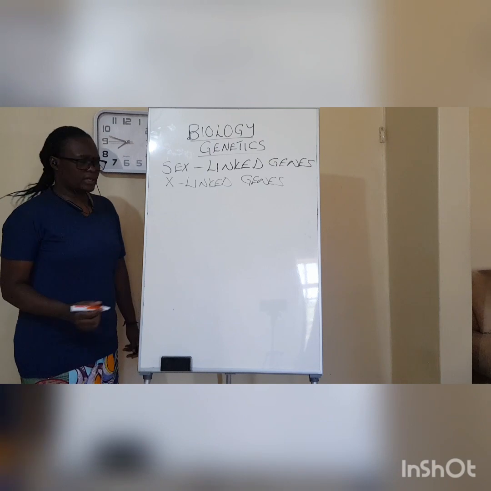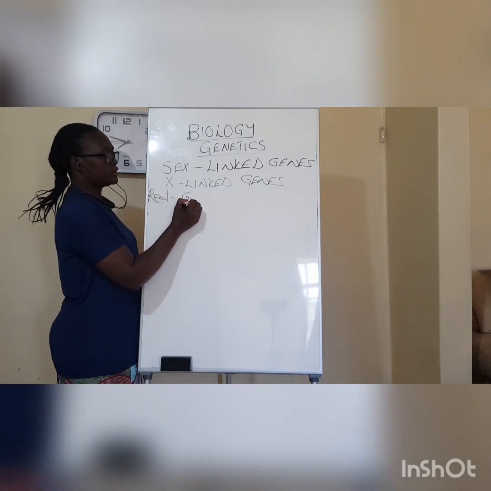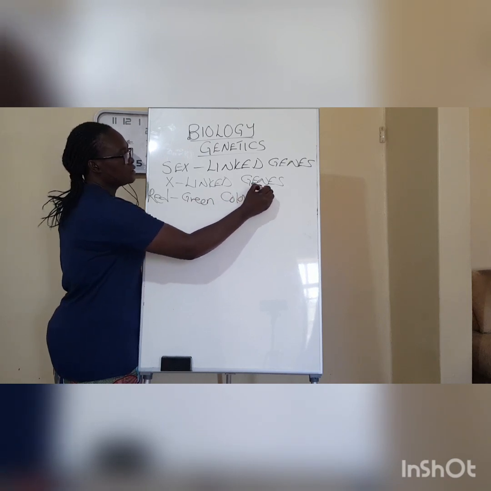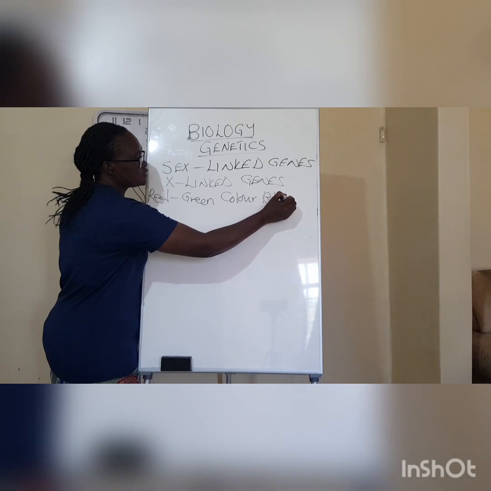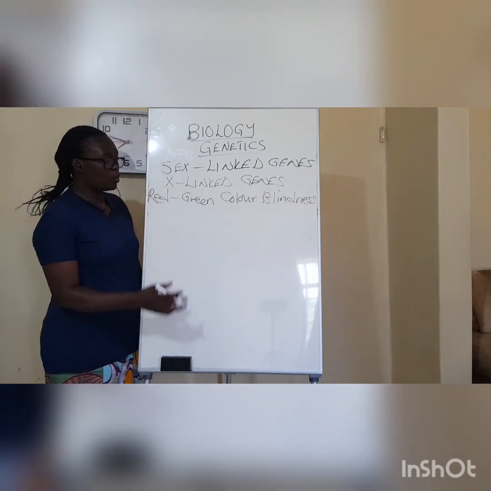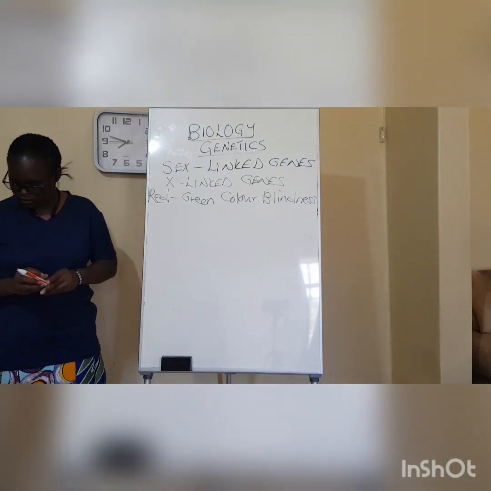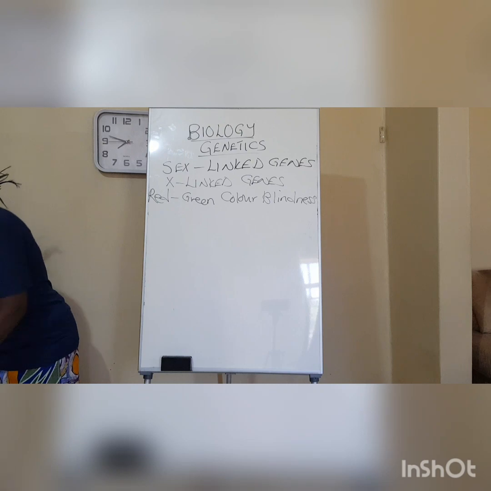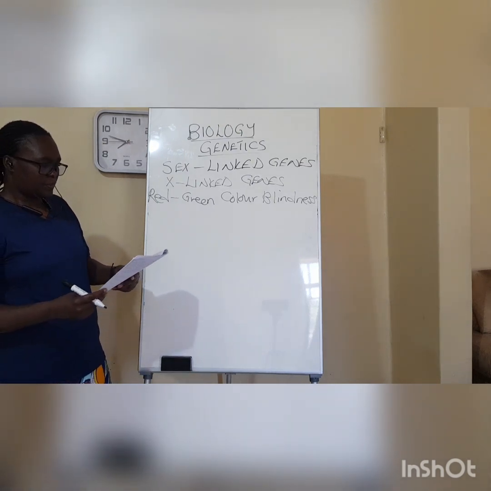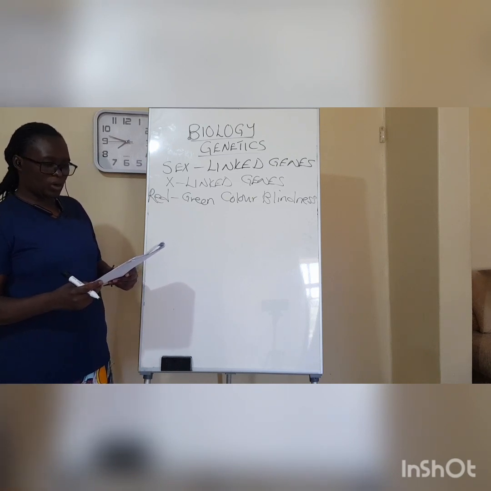So let's look at another one. Red-green color blindness. So these are the people who fail to distinguish between red and green. Yeah, we have people like that. Let's see if we can find a question that can assist us. Oh yes. A red-green colorblind male is married to a woman who has normal vision.